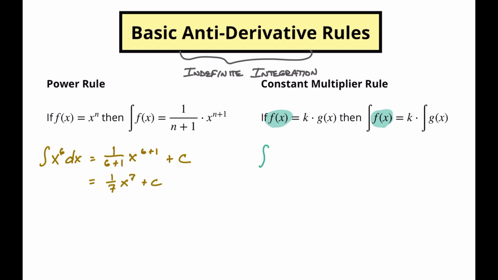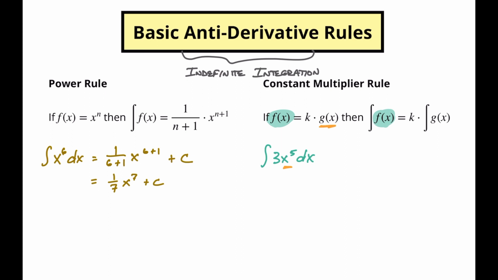So if I'm looking at the integral of 3x to the 5th power with respect to x. Okay, so now here I've got 3 times x to the 5th. X to the 5th, I would just be using this power rule over here. This x to the 5th is the same thing as this g of x here. So I've got 3 times this other function. So then my integral of f of x, this whole thing, is going to be equal to the constant 3 times the integral of x to the 5th with respect to x. That's what's happening right here. The constant times the integral of the other function.